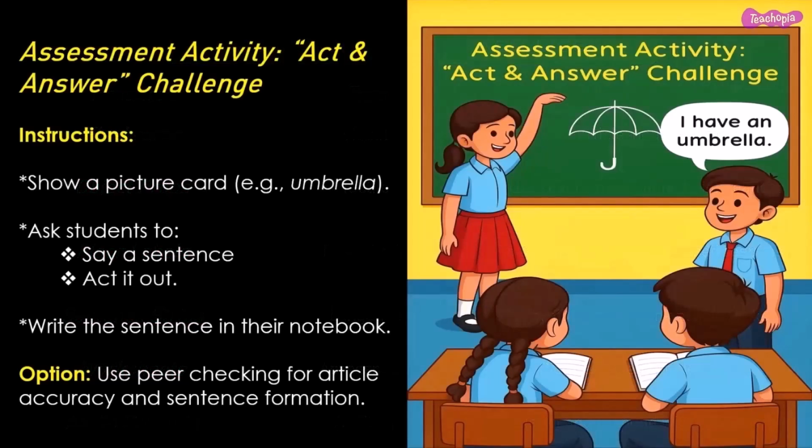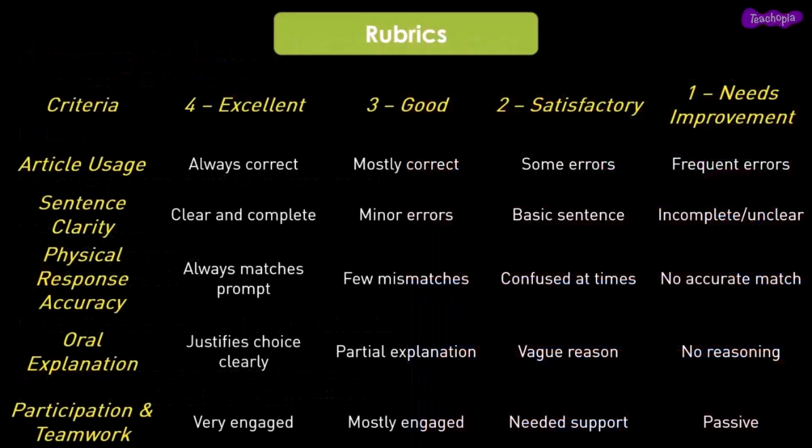The assessment activity for this particular grade can be act and answer challenge. So the teacher can show a picture card, for example, umbrella. She can then ask learners to say a sentence, for example, this is an umbrella, and also act it out. The learners can write the sentence in their notebooks. As an option, we can use peer checking for article accuracy and sentence formation.